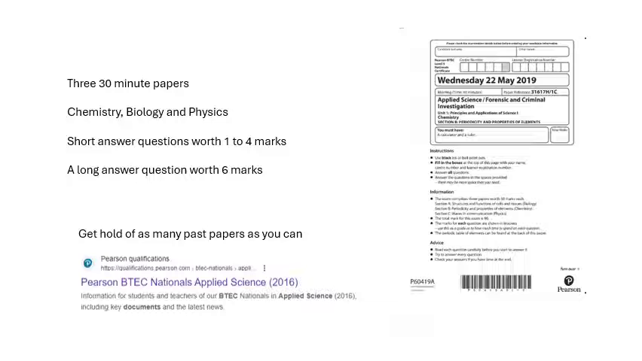What you can do is Google Pearson BTEC Nationals Applied Science 2016, because that's when this specification started. And past papers. BTEC Applied Science Unit 1 past papers. And you'll find loads of past papers and mark schemes. Download them, put them in a folder in your user area, or at home on your computer. Get hold of as many past papers as you can.